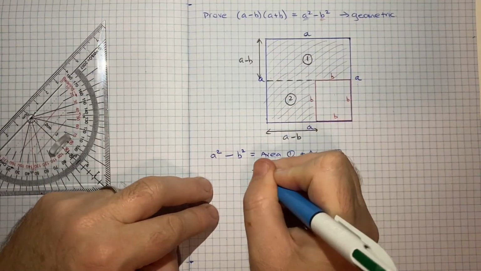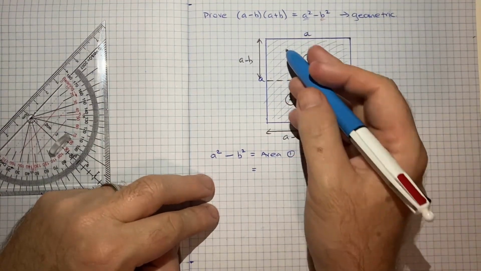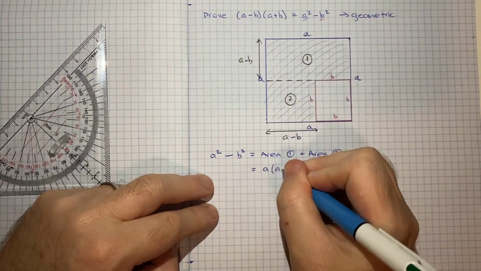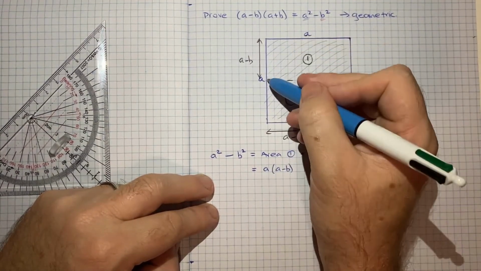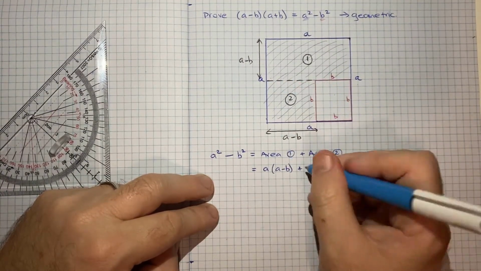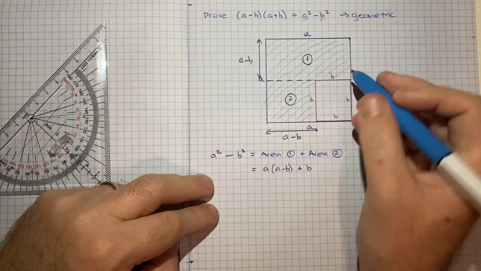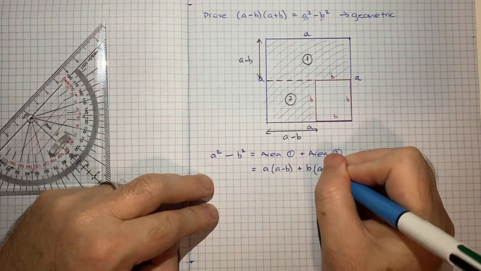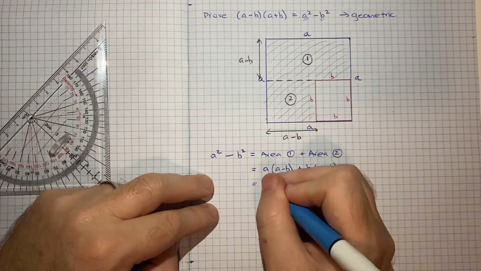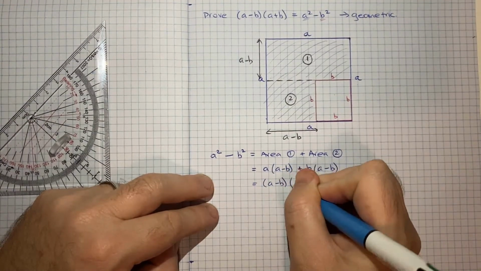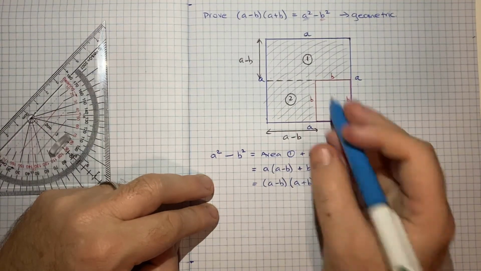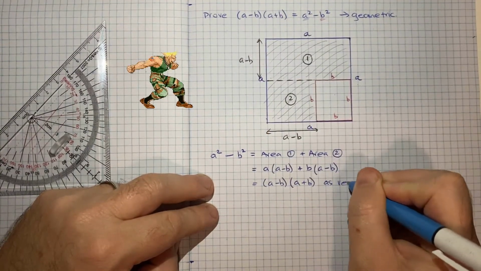So again, using the formula for the area of a rectangle, we'd get a times (a - b), so this length times this length. And then for rectangle 2, we'd get b, being this side, times (a - b). And then we can factor out this (a - b), so we get (a - b) times our a plus our b. And that's the result. Boom!